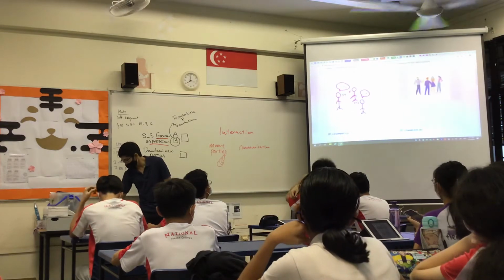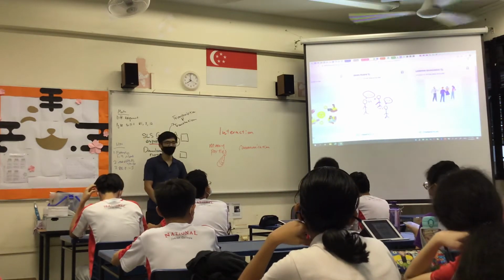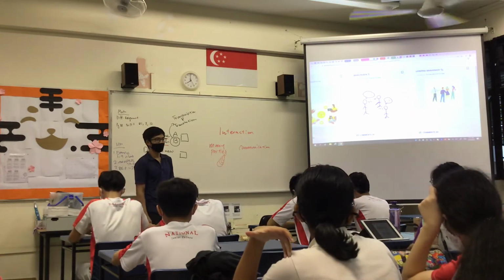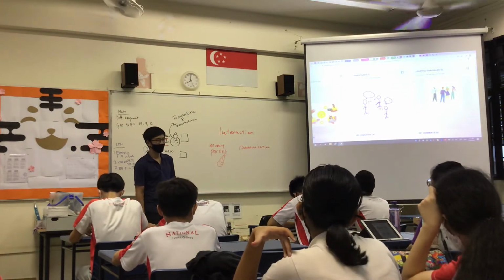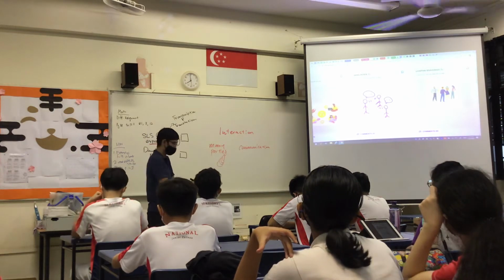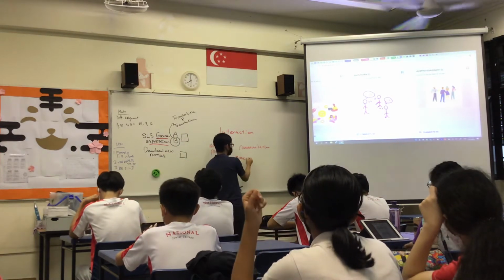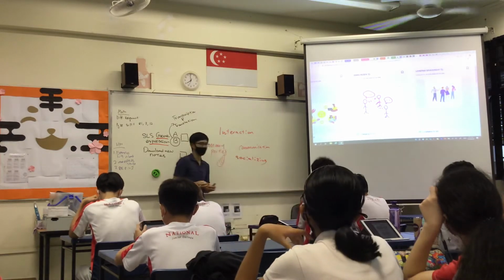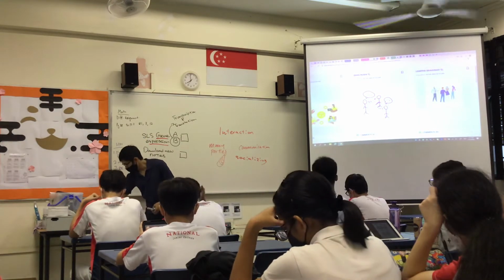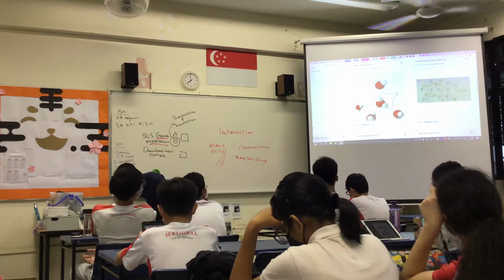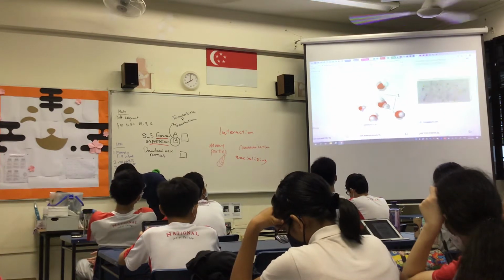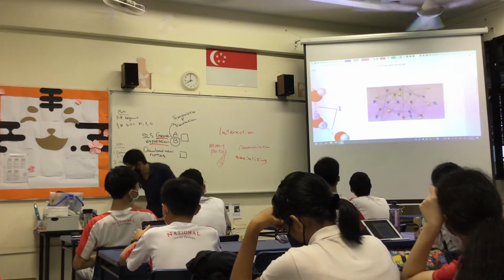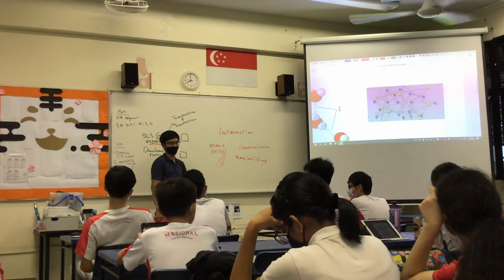Next, I see that Raymond has put effort to draw. Raymond, may I invite you to share with the class why you drew this image? Okay, socializing. So that's what interaction is to you. It involves some sort of socializing. Okay, thank you. Let's look at others. Aziz, why do you choose this image to represent interactions?